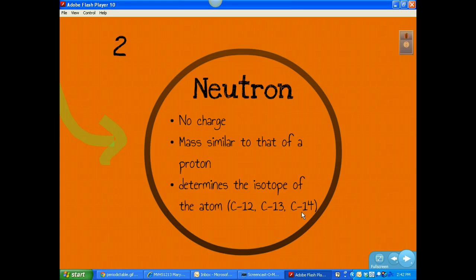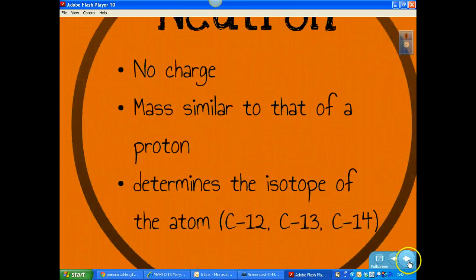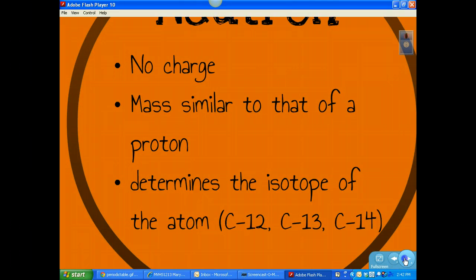6 protons, 6 neutrons. You might have some with more neutrons, all right? That's what you've got to know about that. Those are called isotopes. Okay? Pause it, jot it down.